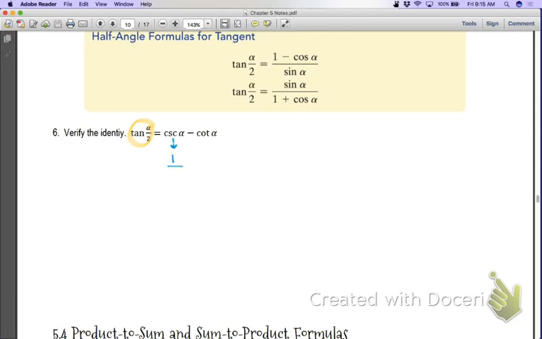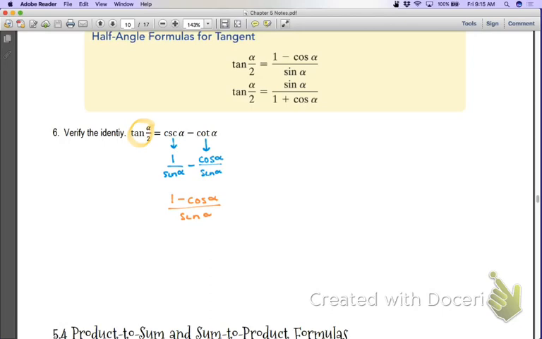So 1 over sine of alpha minus, what's another way of writing cotangent? And don't say 1 over tangent. Cosine over sine, right? So if I write it as cosine of alpha over sine of alpha, I have 2 fractions. What do I need to do now in that second step? Combine it into 1. If I combine this into 1, then what am I going to have? 1 minus cosine of alpha over sine of alpha.